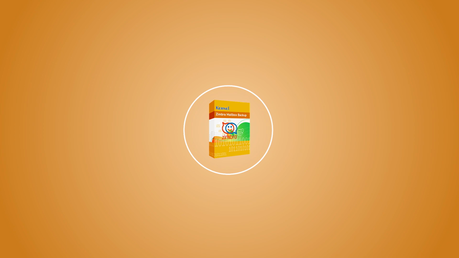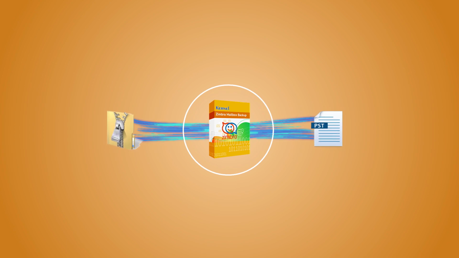Kernel Zimbra Mailbox Backup tool saves the complete mailbox data present in the zipped and extracted folder to a safe PST format. It has a simpler user interface that has a linear approach to take the online mailbox's backup.